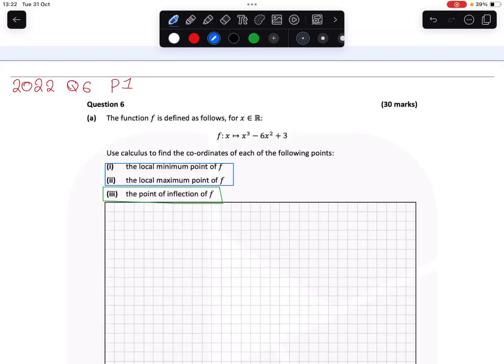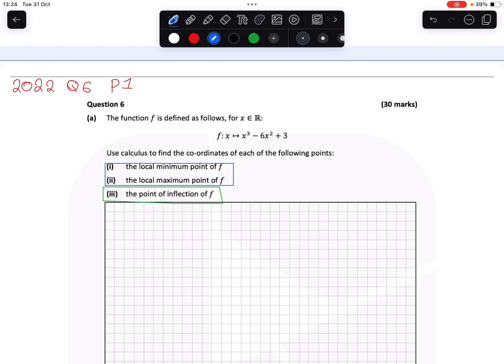So now we're going to be looking at the 2022 paper, question 6, paper 1 for the higher level maths exam. So it says, part A, the function f is defined as follows for x being an element of R. f is a mapping which sends x to the function x cubed minus 6x squared plus 3. Use calculus to find the coordinates of each of the following points.